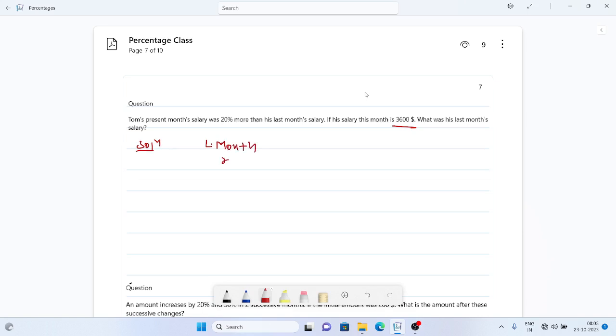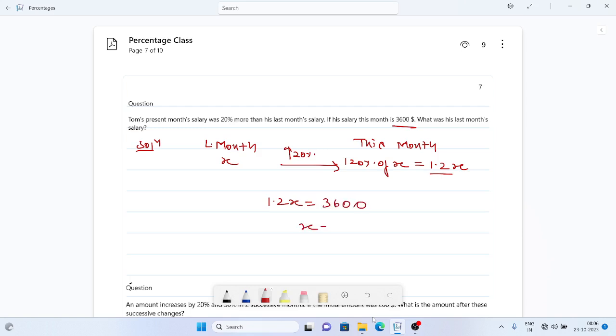Let's say the salary is X. Now it is increased by 20%, and the salary this month becomes 120% of X, which is nothing but 1.2x, and the value of this is given in the question. The salary for this month is 3600. So X is 3600 by 1.2.